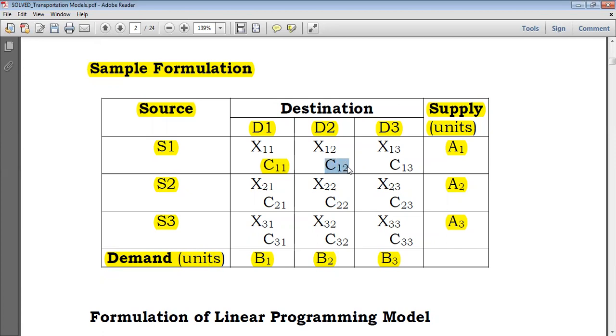C12 is the cost to transport 1 unit from source 1 to destination 2. C13 is the cost to transport 1 unit from source 1 to destination 3. And then we proceed here.